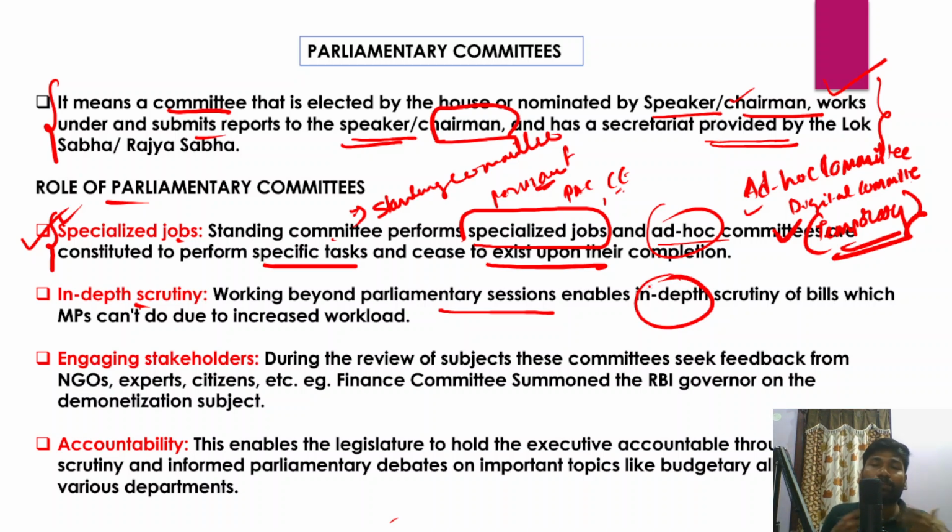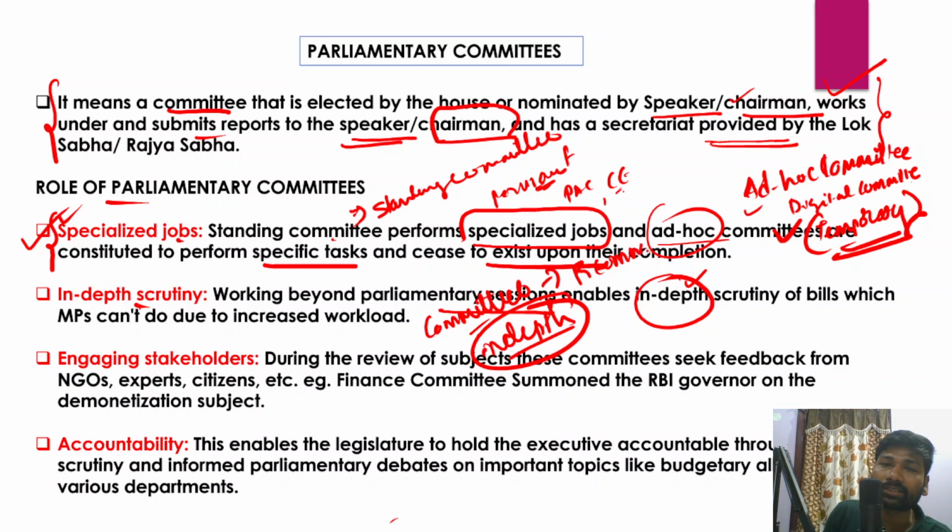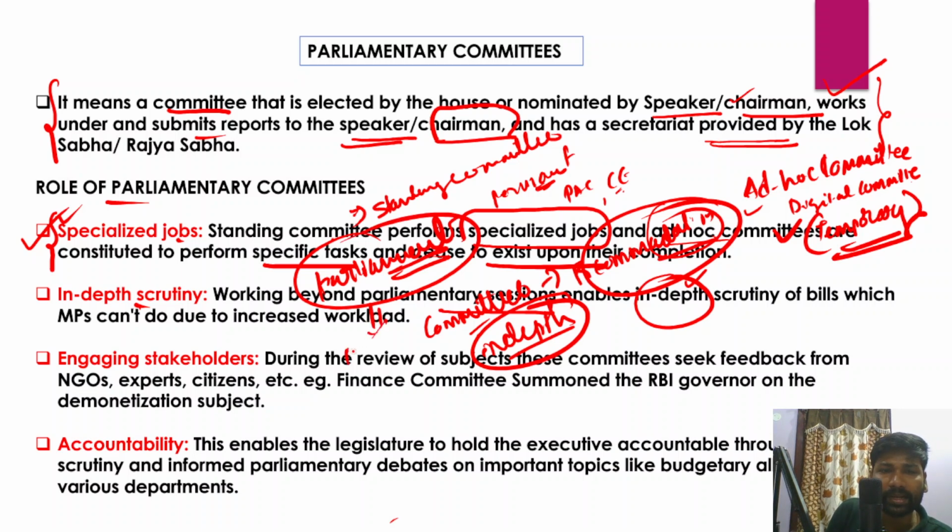For example, the triple talaq bill was introduced in the parliament, and also the Nari Shakti Vandan Adhiniyam bill. These bills are generally referred to the parliamentary committees, but nowadays the number of bills referred to the committees has been substantially reduced. But in most cases these bills have to be referred because the committees have the expertise and do the in-depth scrutiny of the various bills, and they also suggest recommendations for those bills, right? It would not be easy for each and every parliamentarian to go for in-depth scrutiny of these bills.